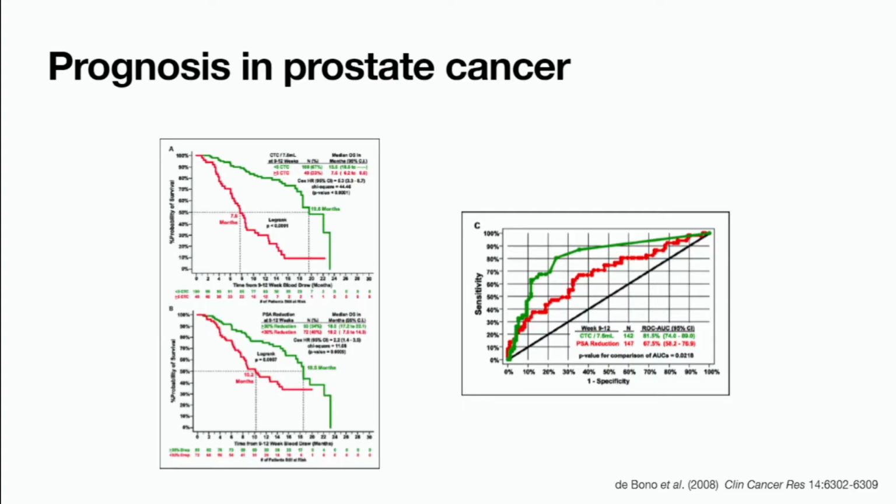Here's a similar story with prostate cancer. So again, patients with more than 5 circulating tumor cells had a worse outcome than patients with fewer than 5 circulating tumor cells. And this graph here is interesting.